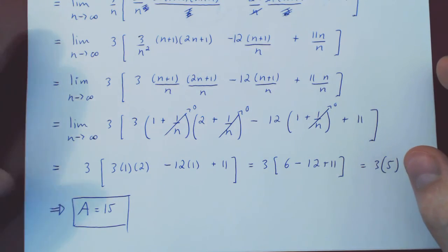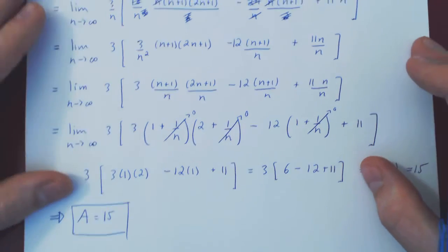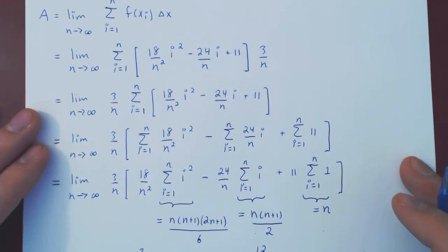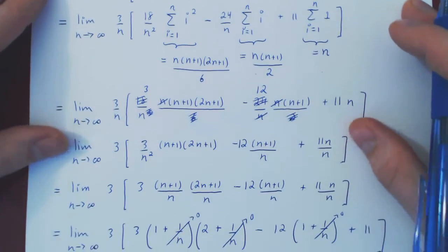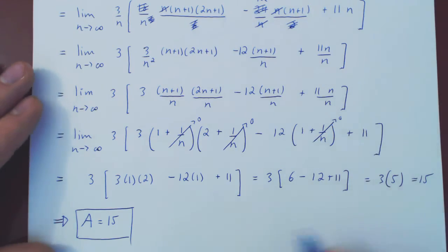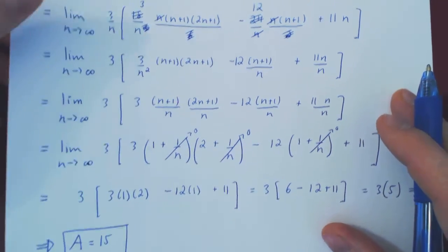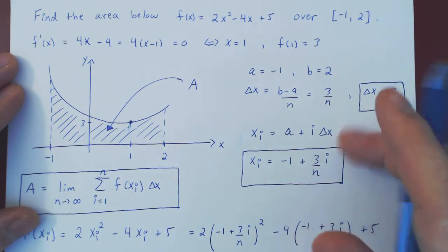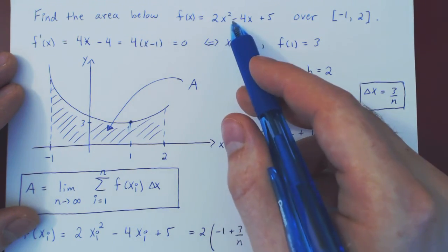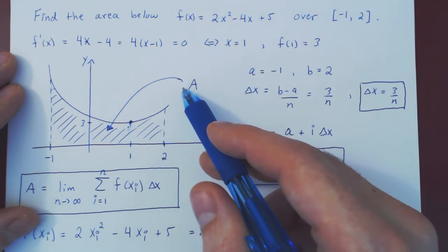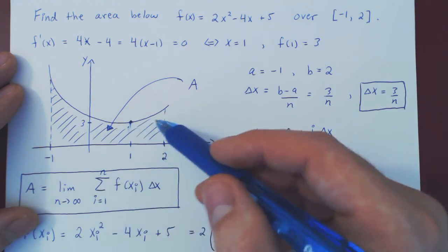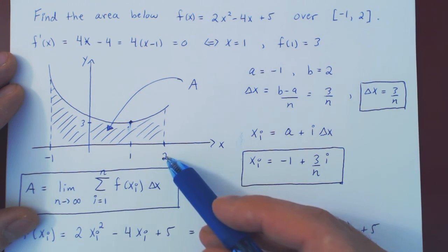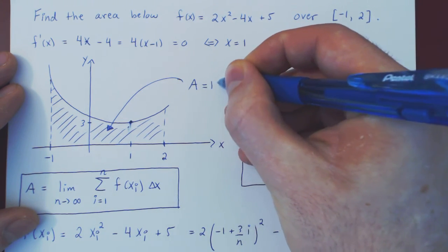And you can appreciate that this was not a trivial question. I mean, look at how much work we had to put in to find an exact value for the area of 15 units squared. If you want, we can go back to the picture just to include now the final answer. So if you go back, you see the curve was y equals 2x squared minus 4x plus 5. And if you look at the area below this curve, from negative 1 to 2, the area is exactly 15.